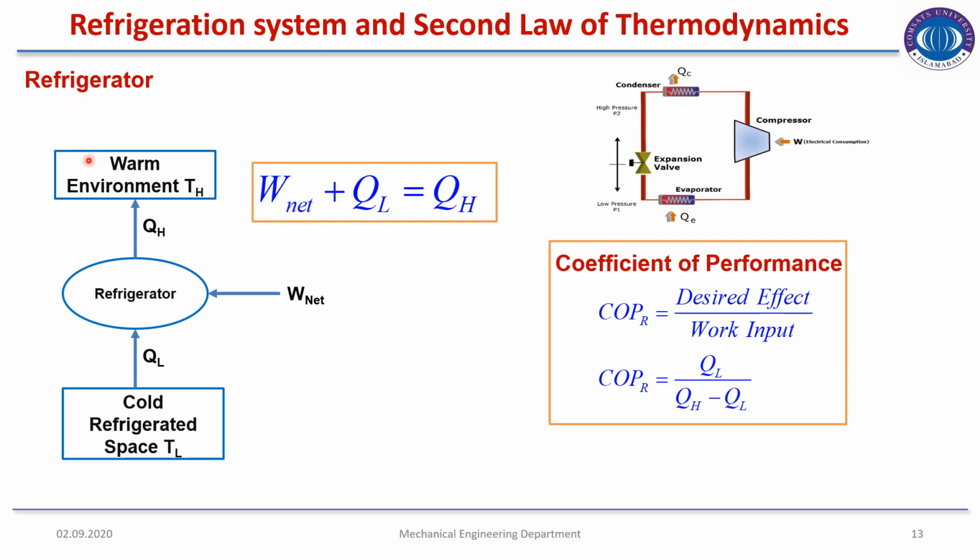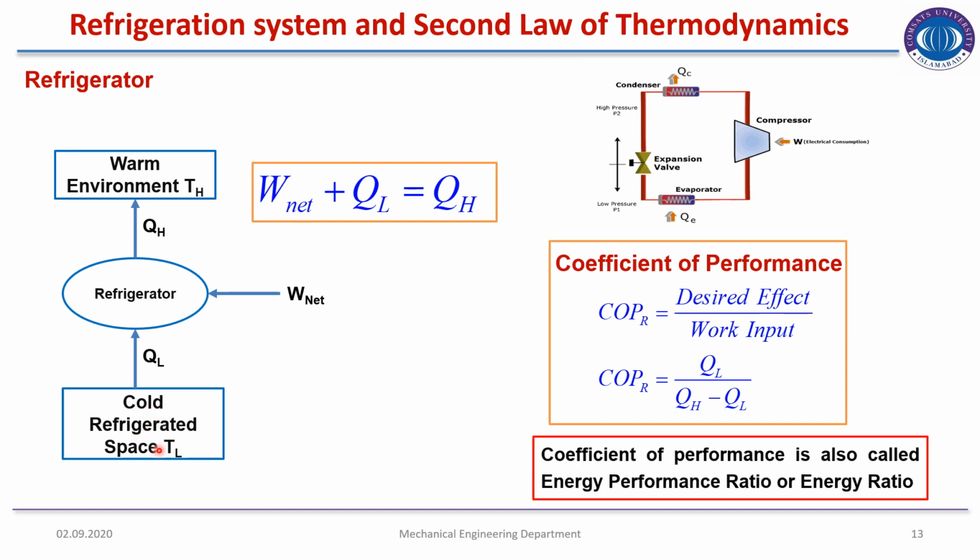Refrigerator, warm environment. For that refrigerator we have to supply heat energy, or we have to perform work on the refrigerator. Usually we supply energy in the form of electrical energy. Energy will be taken out from the cold refrigerator space, which is at TL, and ejected into the warm environment. That is also a schematic diagram of a refrigeration system.